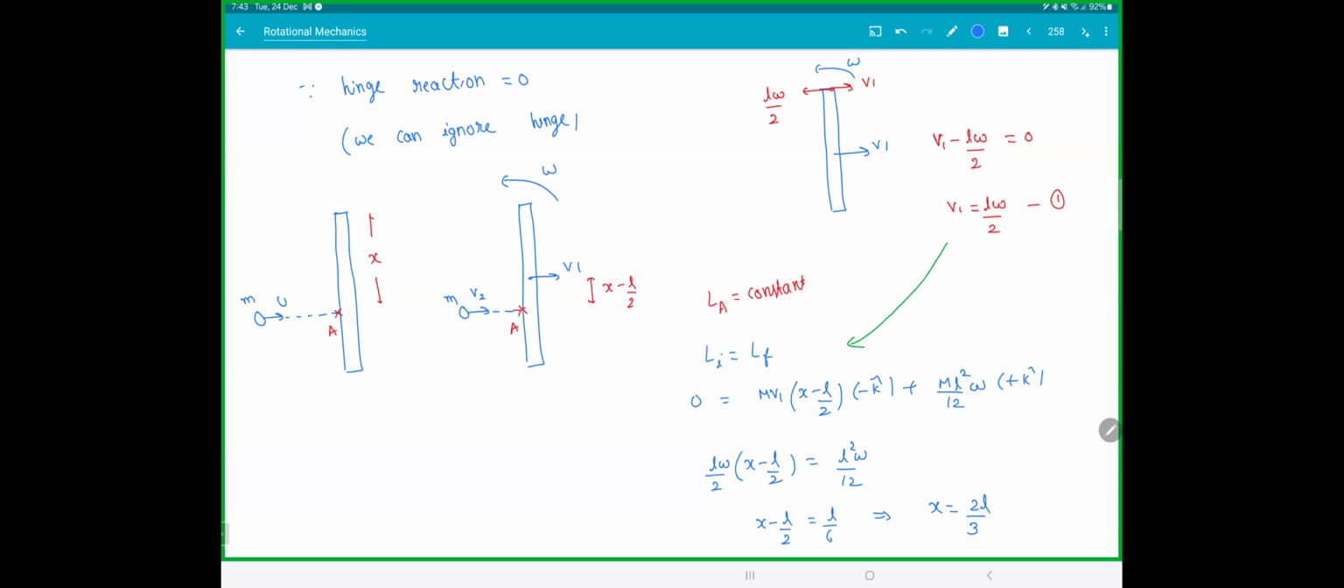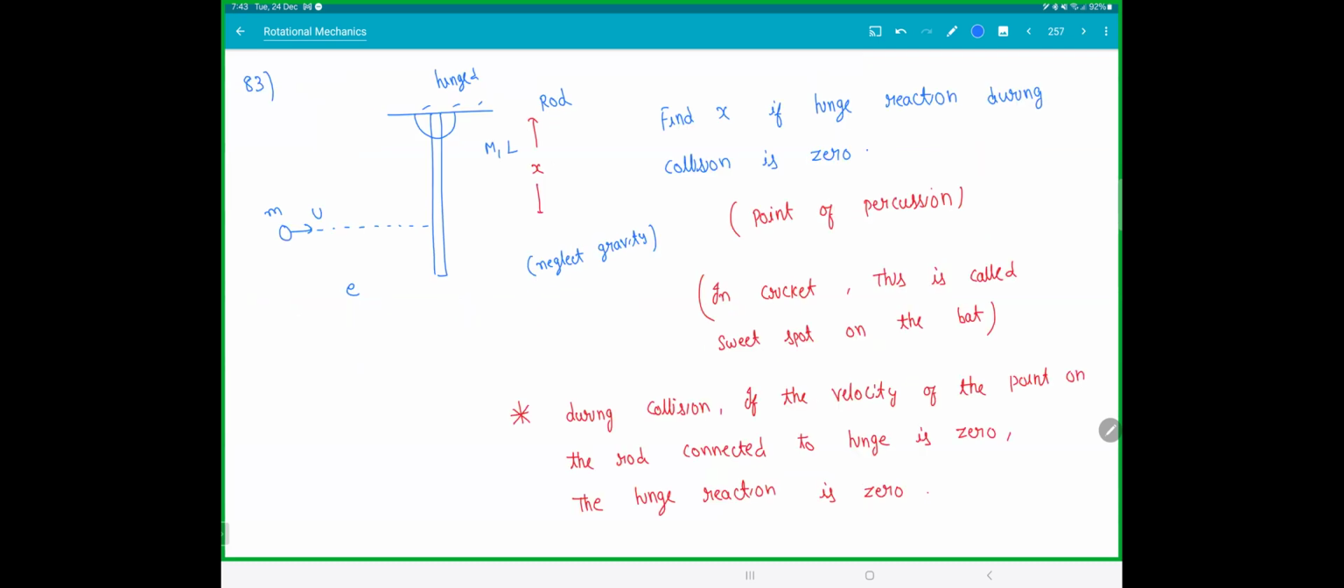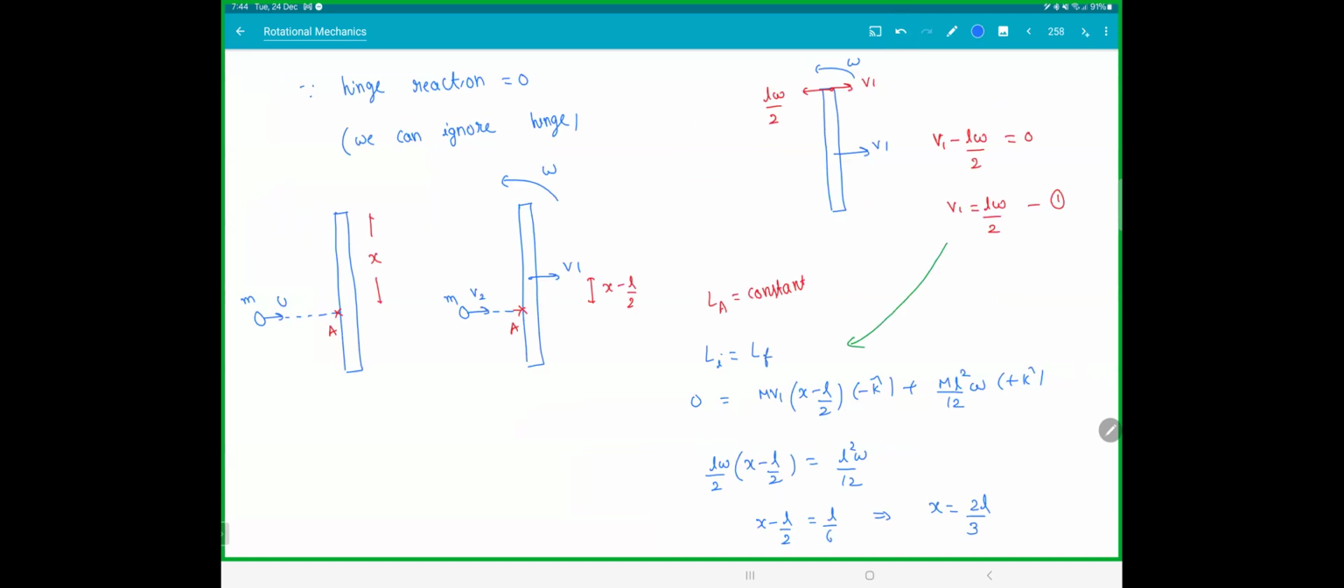Pretty interesting answer. You know why? Did you observe one thing? It didn't depend on the mass of the rod, the mass of the ball. It didn't even depend on restitution. It didn't depend on E. So that means in cricket, it does not depend on the mass of the bat, the mass of the ball, the speed of the ball, or the restitution of the ball. That means there is always one particular spot on the bat. If you can hit there, the batsman's hands will be safe. You play with the tennis ball, you play with a cork ball, you play with anything, it doesn't matter.